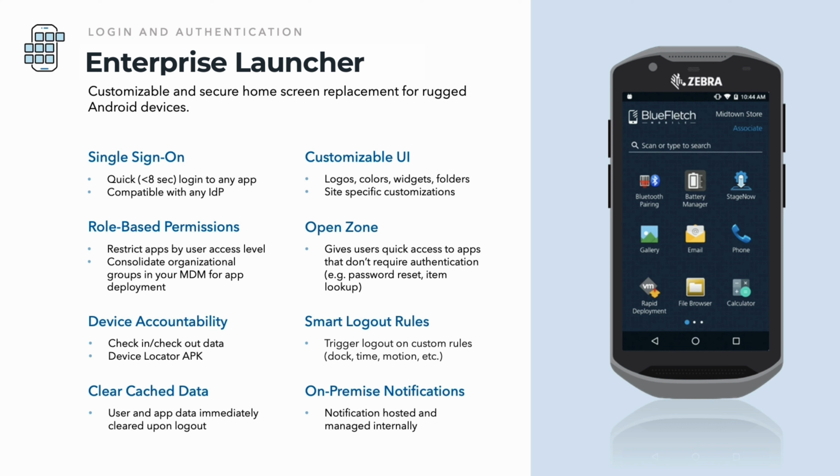Since we're having a user log in and log out of the device, we've got a much better accountability chain, almost like checking out a library book at the library. And then when a user's done, we can clear all that cached data immediately upon logout or cradling of the device. There are some other features we'll get into later in our demo, but do know that this is extremely customizable and configurable for your organization.